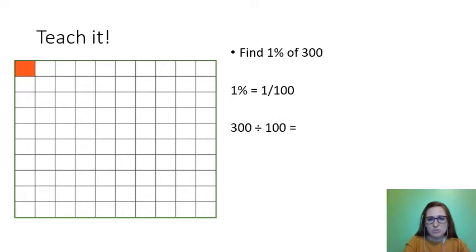So to find a 100th of 300, we need to do 300 divided by 100, and we can slide 2 places to find 300 divided by 100 is 3. So 1% of 300 is 3, and we've found that by using the fraction 1 out of 100, dividing by 100, multiplying by 1. If it's multiplying by 1, it is simply itself.